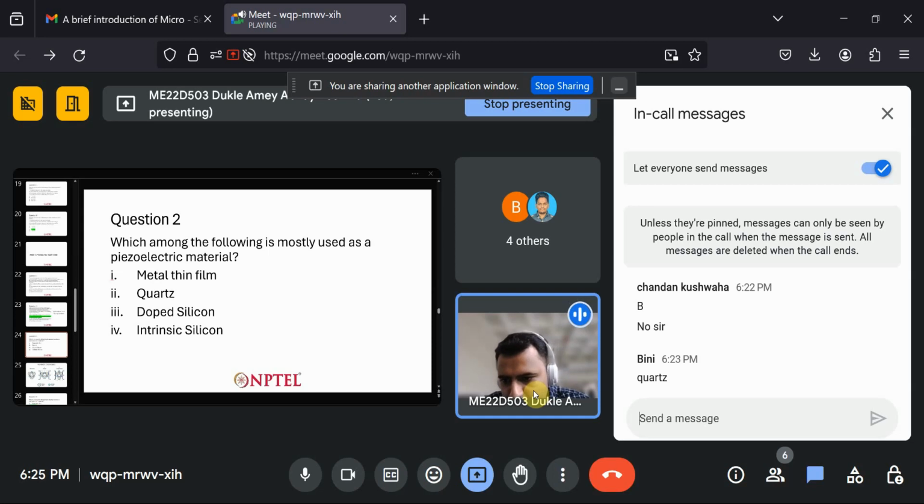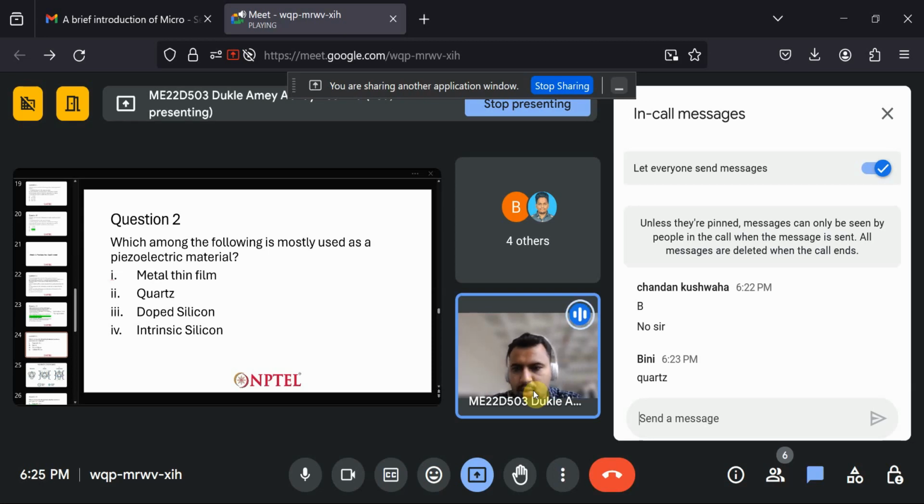In case of doped silicon, it is a single material which has been doped. It is a semiconductor, it is not a piezoelectric material. Intrinsic silicon is basically one which has both holes and electrons as charge carriers, so it has been doped by both n type and p type. So that is how the intrinsic silicon is.